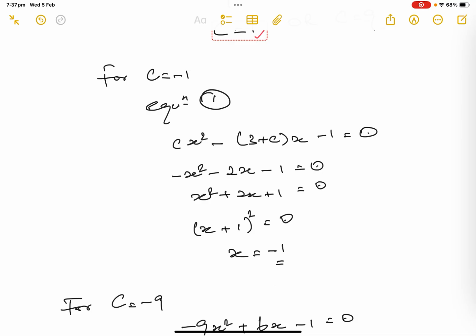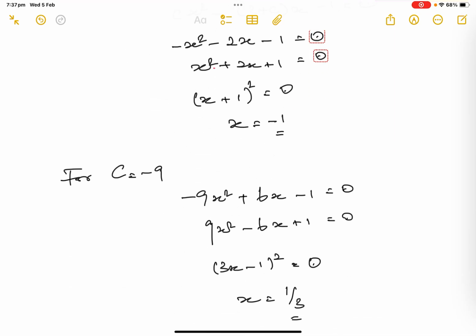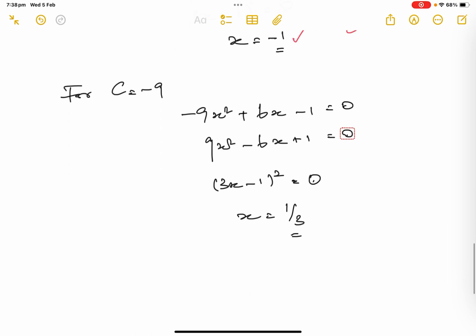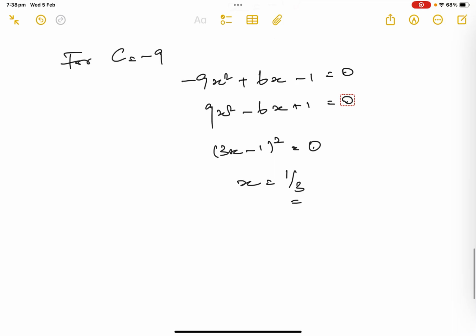If you substitute that c value into the main quadratic equation in x, you get x squared plus 2x plus 1, which is x plus 1 squared equal to 0. Therefore, the same root, minus 1, is the only value. So this is for c equals minus 1. Then again, for c equals minus 9, when you substitute minus 9 for c, it becomes 9x squared minus 6x plus 1, which is 3x minus 1 squared. Again, x equals 1/3 for c equals minus 9.